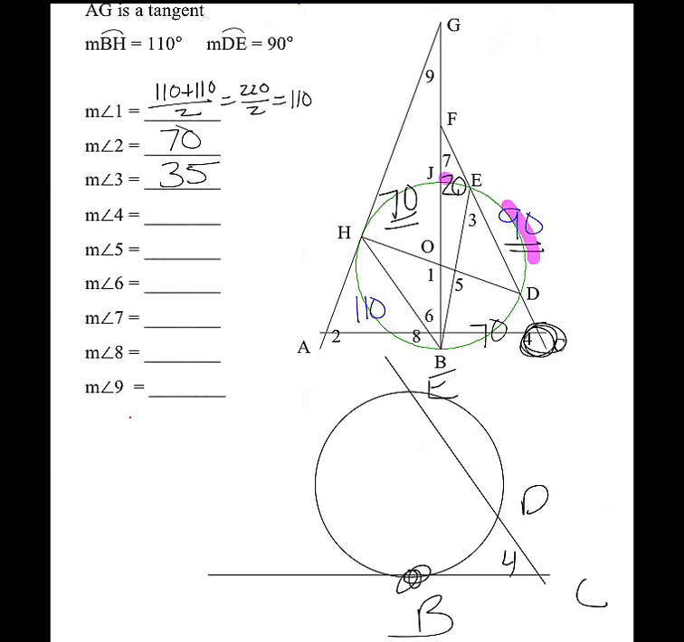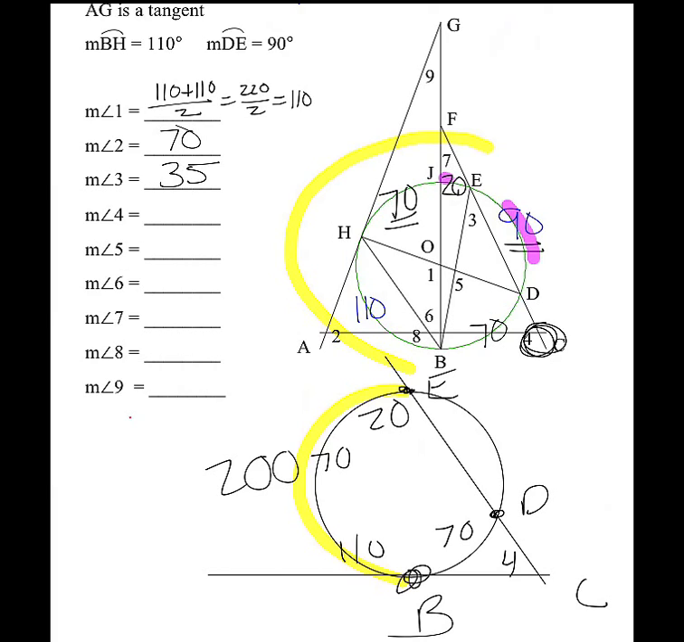So if I'm looking for angle 4, I need to know those arcs. Between D and B is 70, and I need to know how far it is from E all the way around to B. So from E all the way around to B would be the 20 degrees, the 70 degrees, and the 110 degrees. So that's a total of 200 degrees. So to find angle 4, it's an outside angle, so it's going to be the big arc minus the smaller intercepted arc divided by 2.